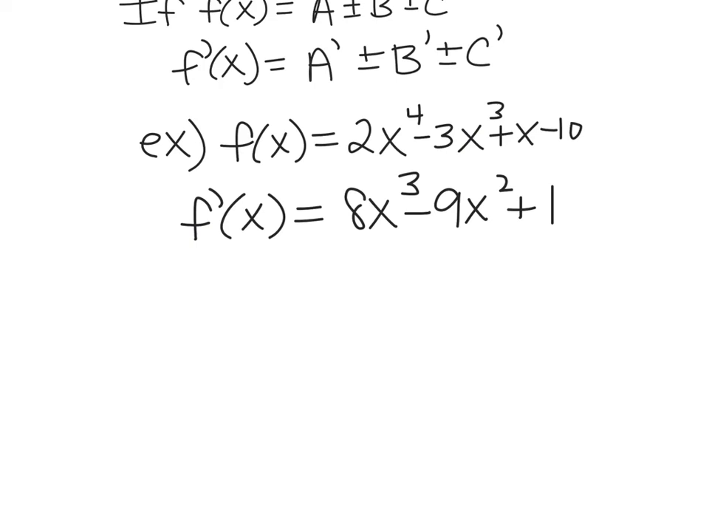And then, they are also going to ask you to find maybe the second derivative. So f double prime. So you would just take the derivative of the derivative. So you get what? 24x squared minus 18x.